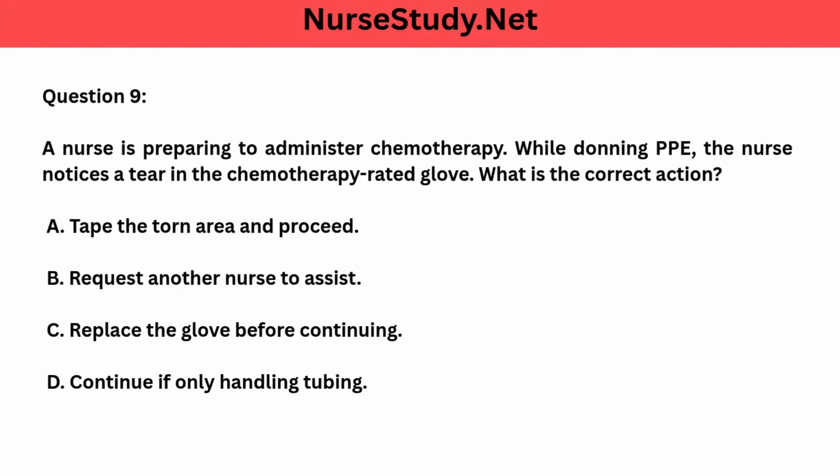Question 9. A nurse is preparing to administer chemotherapy. While donning PPE, the nurse notices a tear in the chemotherapy-rated glove. What is the correct action?